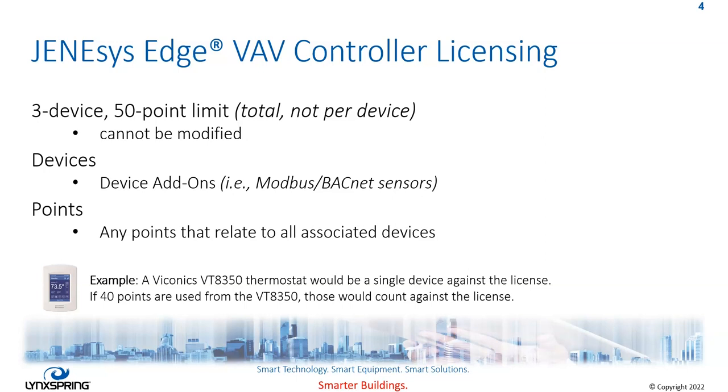So these devices typically are Modbus and BACnet sensors that we're going to be using, such as a Viconics VT8350. Now, if we're using 40 points of that, well, we have 2 devices left and 10 points available. So when you're doing integration like this on an Edge VAV, please be mindful of what you're bringing in to make sure that you don't go over that point limit, because we can't change it for you.